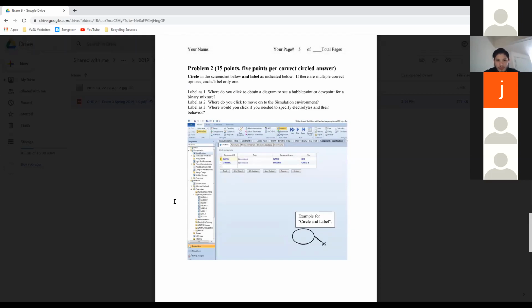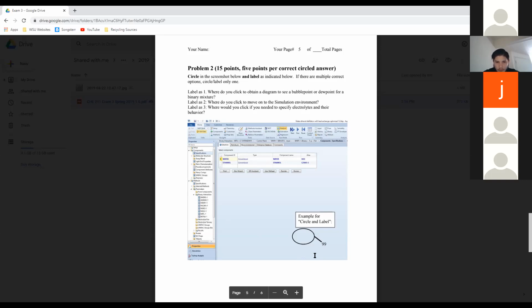Circle in the screenshot below and label as indicated below. There are multiple correct options. Circle and label only one. Example for circle and label. Thanks, Dr. Fromm, just in case I couldn't figure that one out.